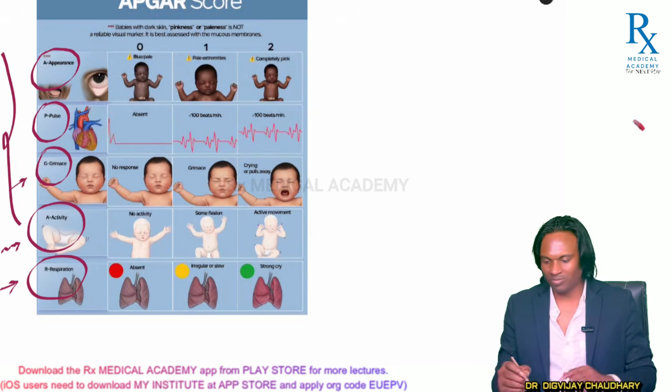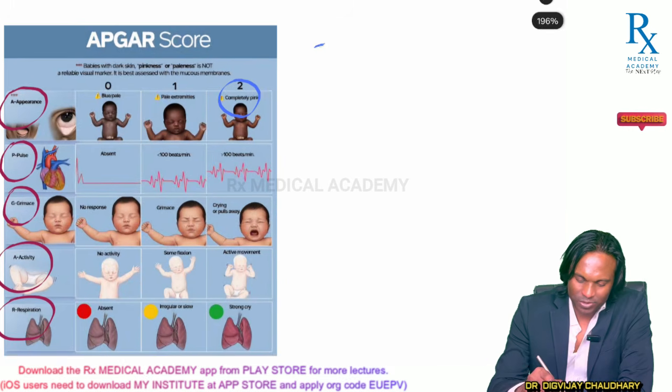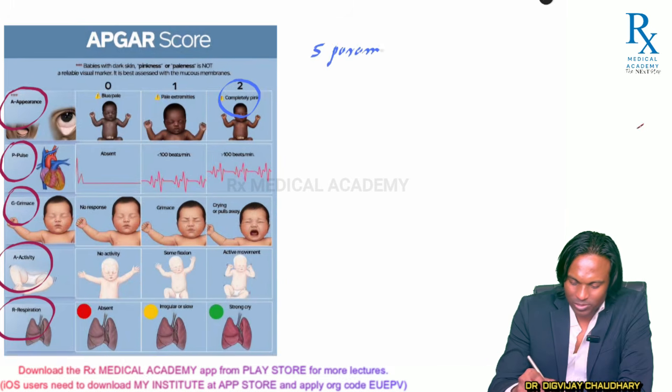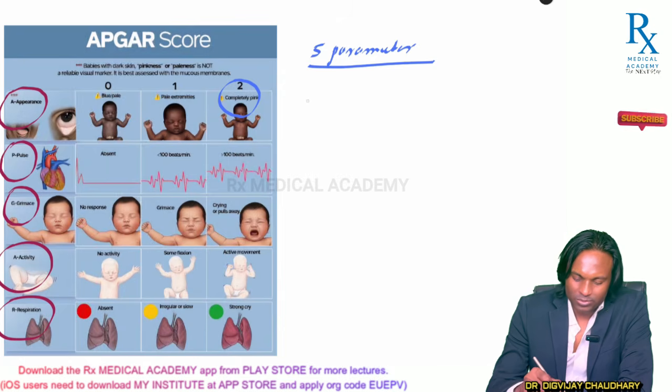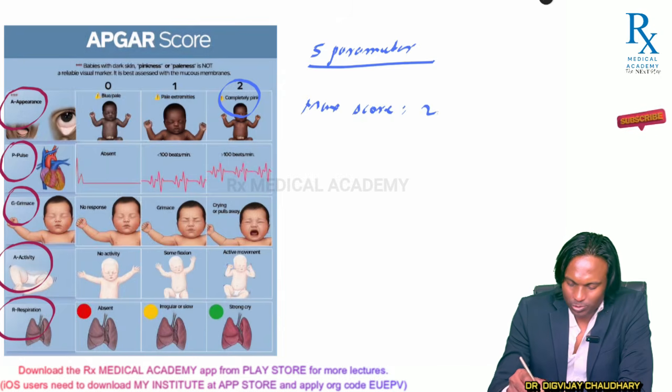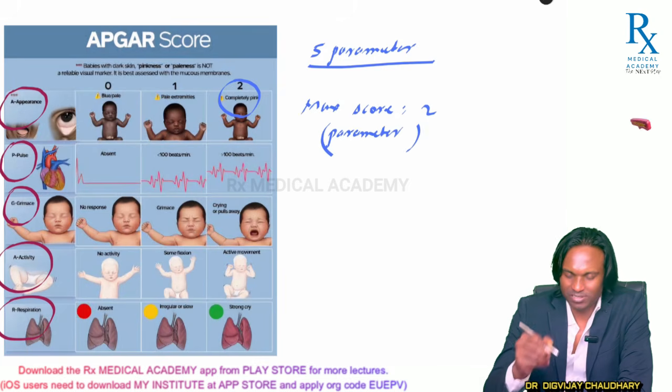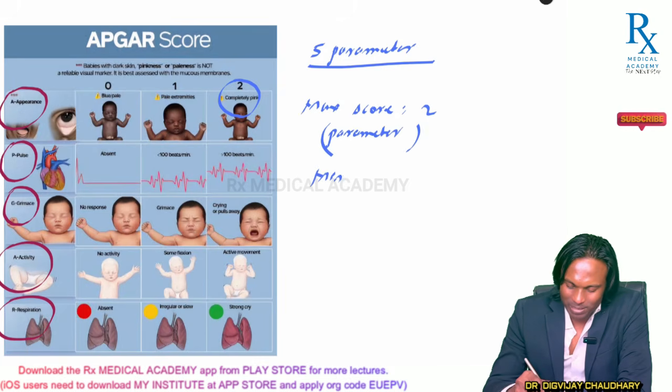And now let's also have a look at the scoring system. You have five parameters over here. For any parameter, the maximum score should be 2. That is the best score. And what is the minimum score as per each parameter? It has to be 0.